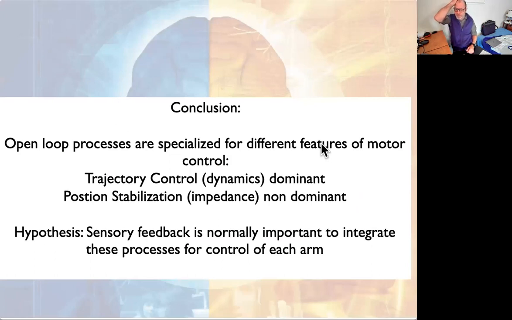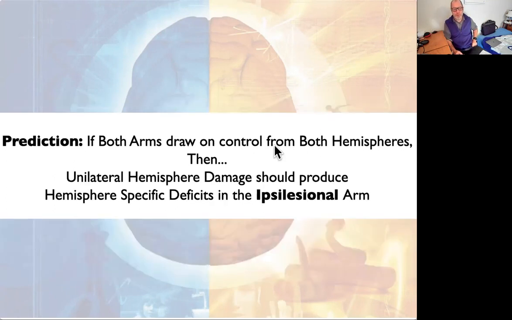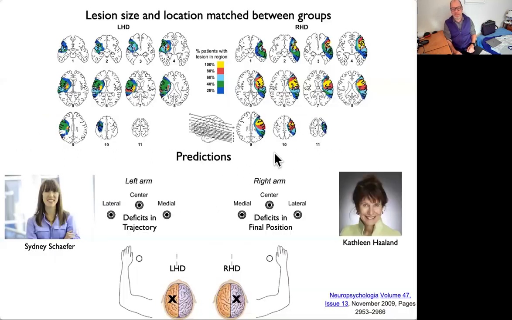So interestingly, we're not just talking about feedback and feed forward, we're talking about differences in open loop control between the two limbs. If we have this hybrid control, where both hemispheres contribute to each limb, this is the big prediction, then loss of one hemisphere should have an effect on both limbs. And so we used stroke as a model of lesions to test this.